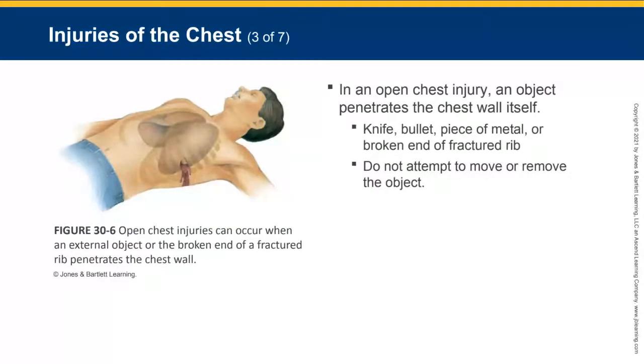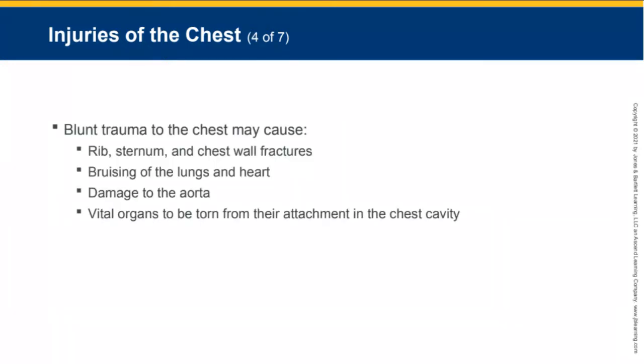In an open chest wound, in an open chest injury, an object penetrates the chest wall itself. It can be a knife, bullet, piece of metal, or a broken end of a fractured rib. Do not attempt to move or remove the object. Blunt trauma to the chest may cause rib, sternum, and chest wall fractures, bruising of the lungs and the heart, damage to the aorta, and vital organs to be torn from their attachment in the chest cavity.